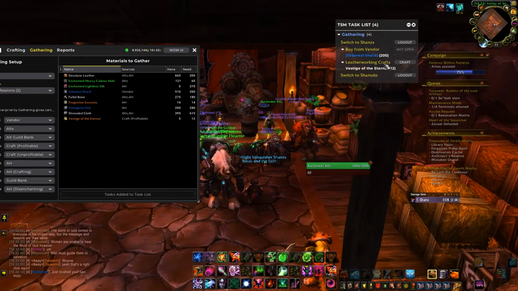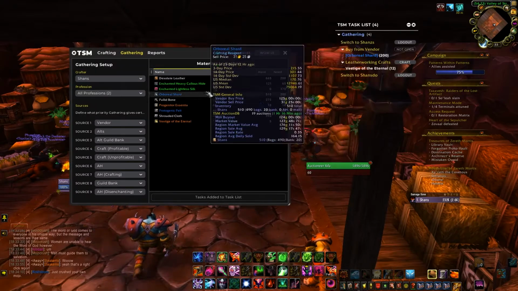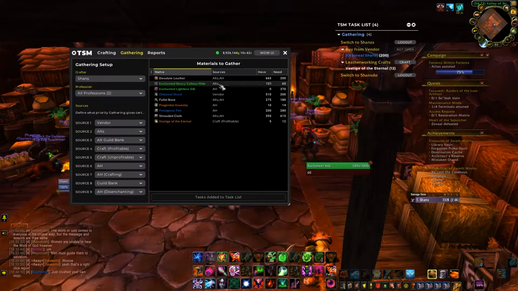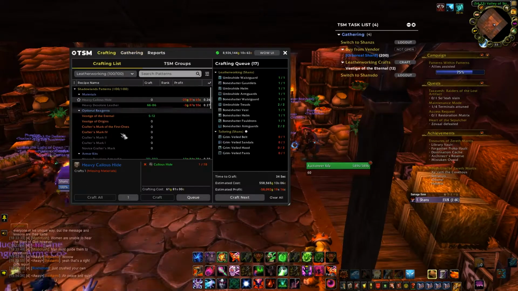Now I see the other things I still need. I need to buy from vendor the arboreal shards. I need to craft 12 of these. Then I know I need to switch over to my alts to get the rest of it. So my alt must have the enchanted callus hide I need, and some of these other items. So I would go to my alt and move them on over. And as I do that, it will get rid of these items.